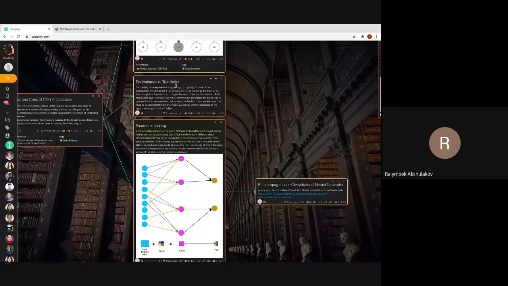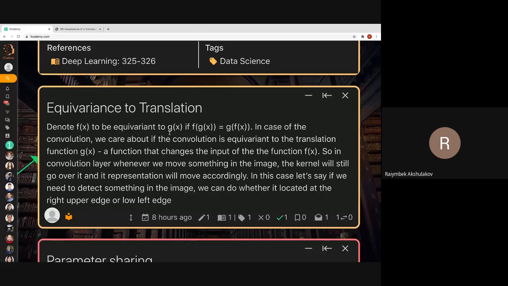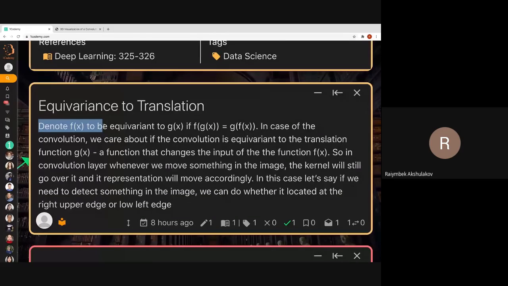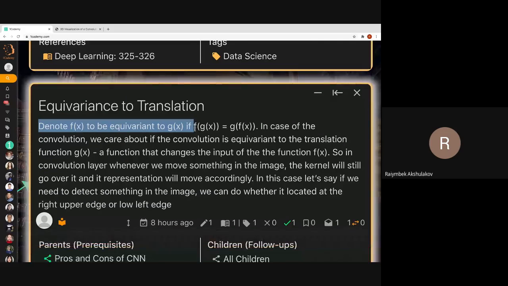And the third one is equivalent to translation. So to denote it formally, we can denote f of x to be equivalent to g of x if f of g of x equals g of f of x. In the case of convolution, we care about whether convolution is equivalent to the translation in the function g, a function that changes the input of the function f of x. So let's say g of x equals f of x minus 1 or something like this.